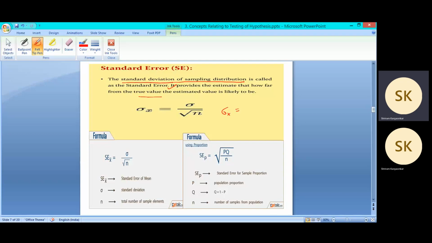Some commonly used standard errors: the standard error of the mean is sigma upon root n. This is the formula, where SE of x bar is the standard error of the mean, sigma is the standard deviation as seen earlier, and n is the total number of sample elements. Similarly, for proportion, this is the standard error formula, where P means population proportion, Q means 1 minus P, and n is the number of samples.